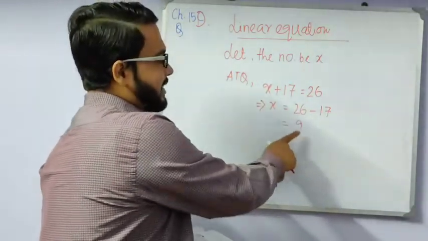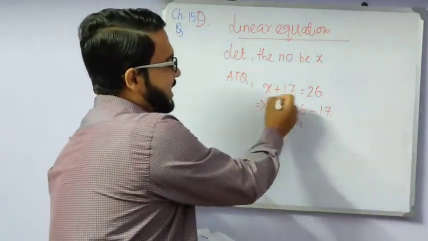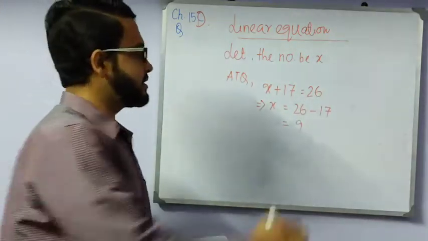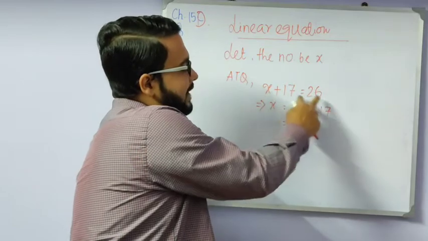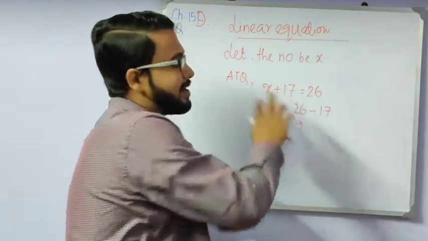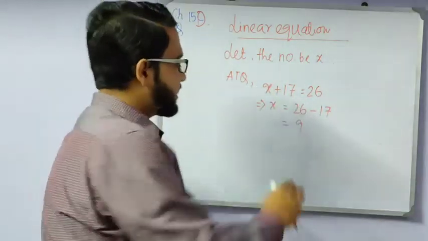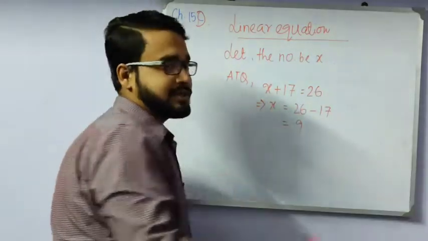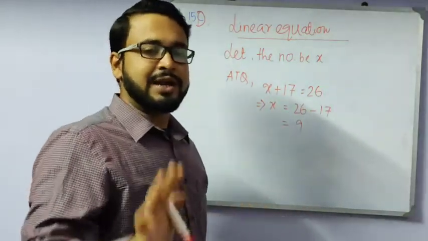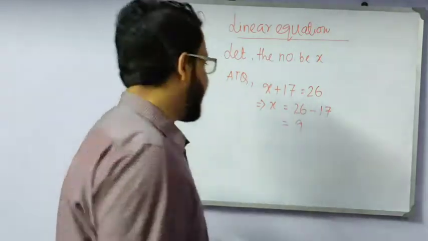x is equal to 9 and the equation is x plus 17 is equal to 26. Put the value of x in this equation. If these two sides are equal, then you can say yes, my math is correct. That means x means 9 plus 17, that is 26. So two sides are equal and your math is okay.